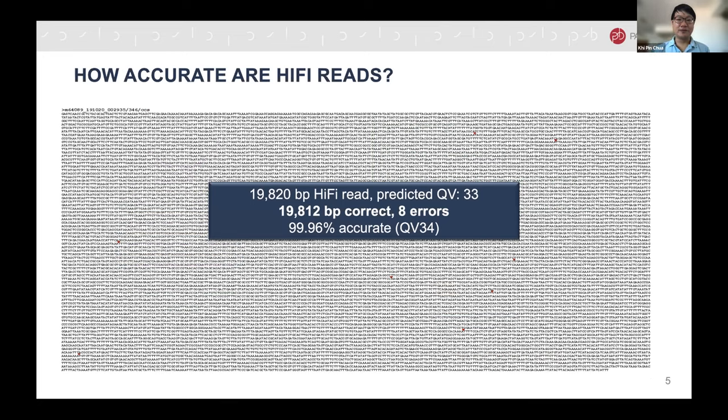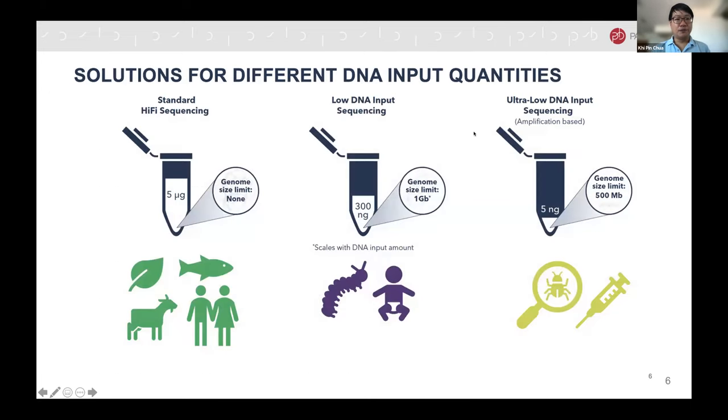Shown here is just an example of how accurate a HiFi read is. For 20 kilobase pair HiFi reads, the predicted QV is about QV33, which is 99.96% accurate. So you can see that there are only 8 errors in this long stretch of sequence, marked with the red arrows. We provide solutions for different DNA input quantities. As Paul mentioned just now, for a standard HiFi sequencing, we generally require about 5 microgram of DNA, but if you have a lower amount of DNA and your genome size is not that big, we also provide protocols to work with those lower DNA input samples.